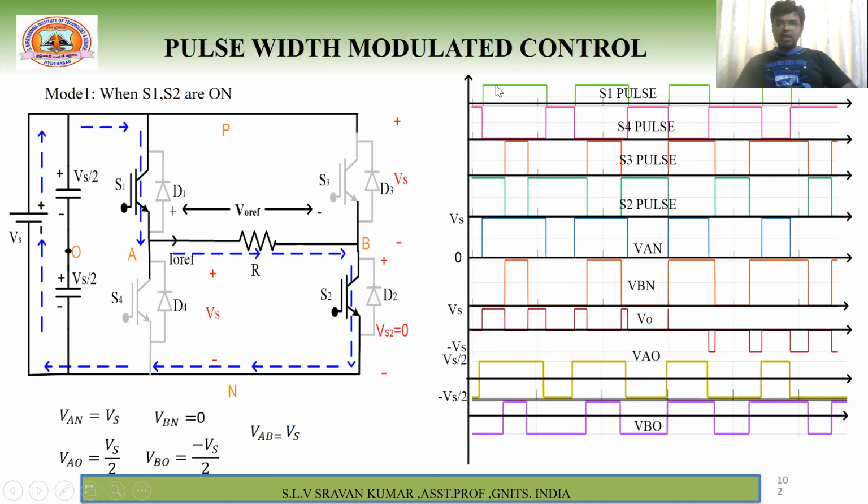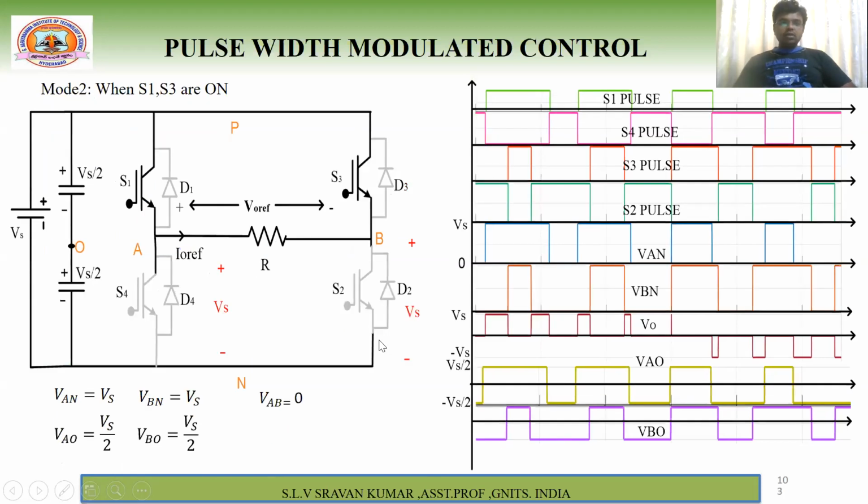So here when the S1 and S2 pulse is on, VAN is Vs, VBN is 0. VAO is nothing but plus Vs by 2, VBO is nothing but minus Vs by 2. And finally, what is the output voltage? Vs. That is, Vo is equal to Vs here. See, S1 and S2 are conducting. Understand what I am saying? So this is the way to analyze this one.